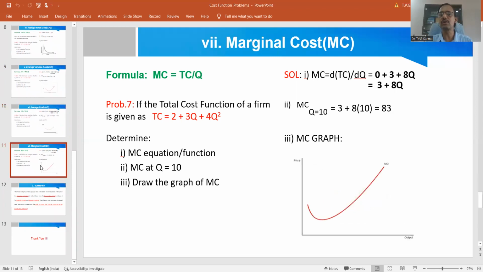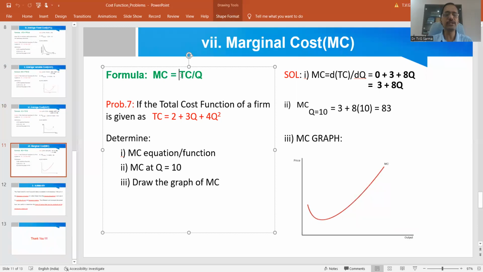The last cost concept which we can derive from the total cost function happens to be the marginal cost function. This marginal cost formula is nothing but the differentiation of the total cost equation, d by dQ of the total cost function. That is how I get the marginal cost equation.